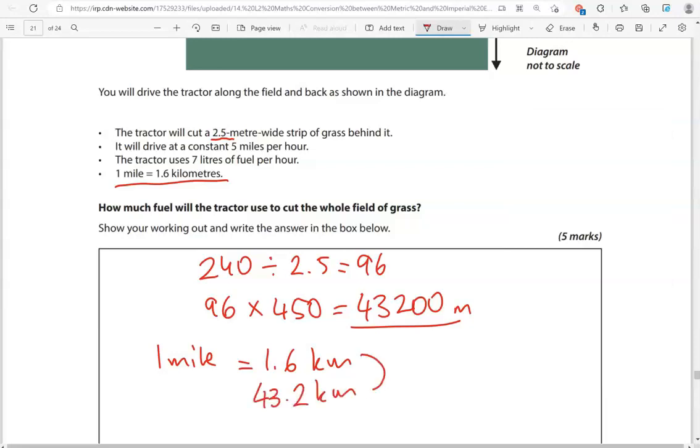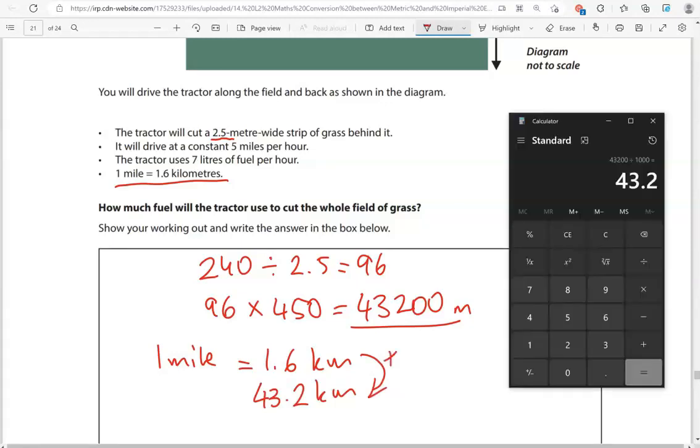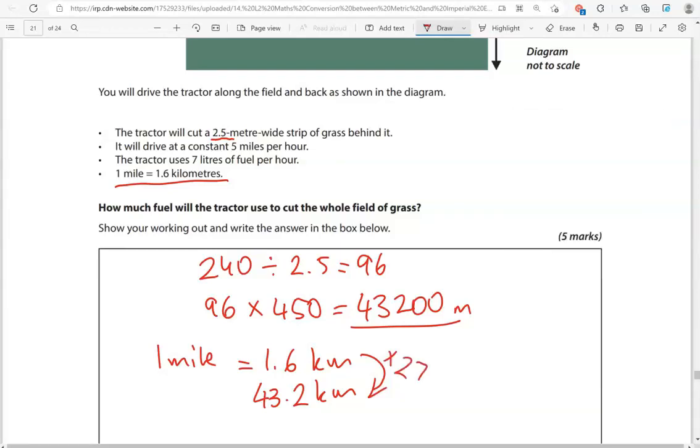What do we multiply 1.6 by to get 43.2? So we'll do 43.2 divided by 1.6, which is 27. So we'll multiply 1 by 27 to give us 27 miles. That's the distance.